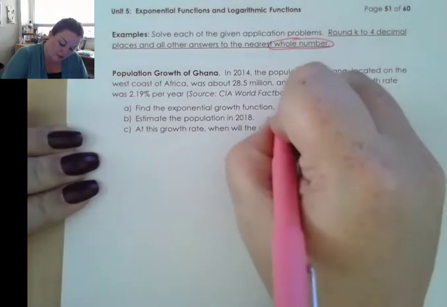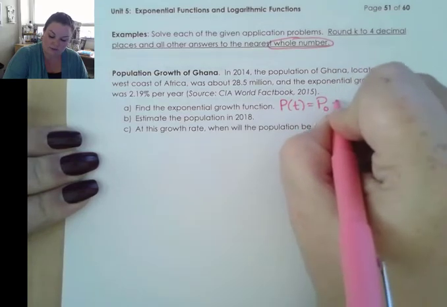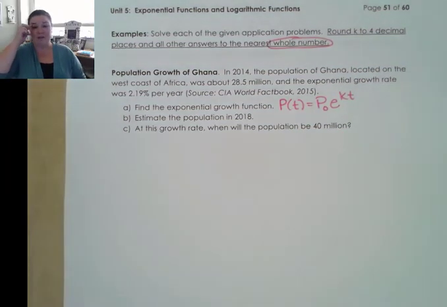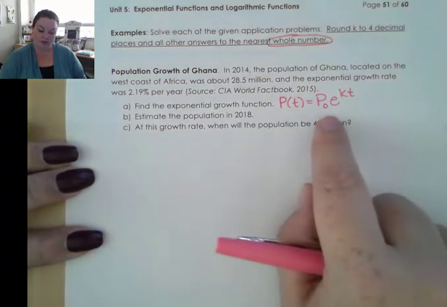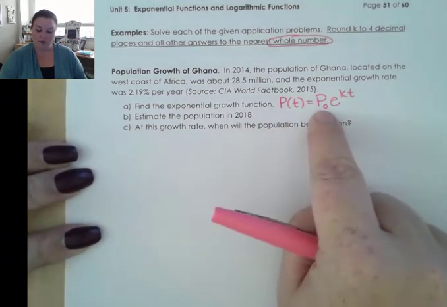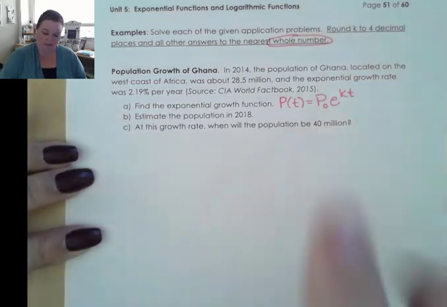So the growth function is that formula I just showed you, P of t equals P sub 0 e to the kt, or you may have learned this as A equals P e to the rt, for those of you who've seen this before. This is just written in function notation. In order to write this function, we know we want to call it P of t, but we need to know our beginning amount and we need to know our rate in order to write this equation.